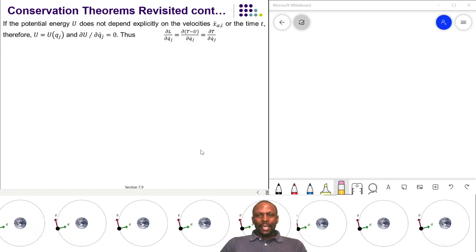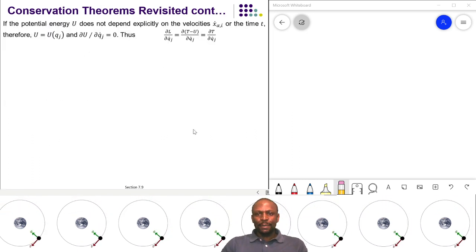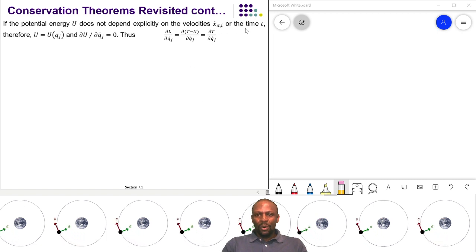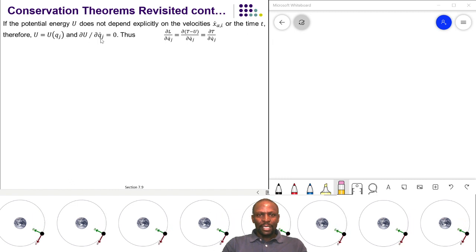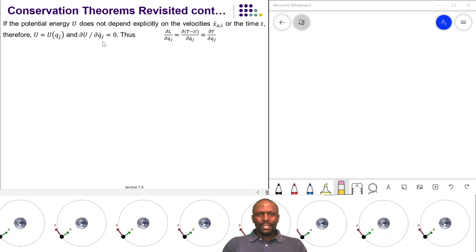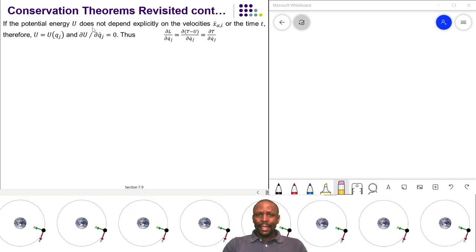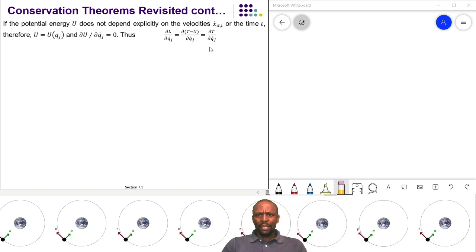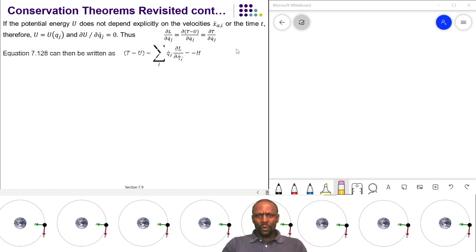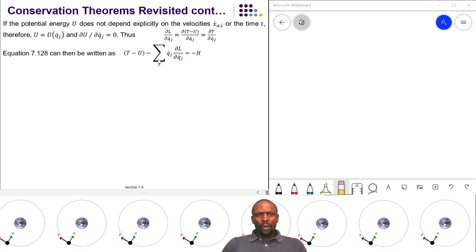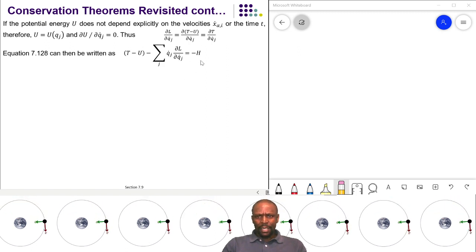And that h is nothing else but what we call the Hamiltonian. Right. Now, if the potential energy U does not depend explicitly on the velocity or the time, this is what you are going to have. And the time derivative is just zero, because the potential does not explicitly depend on time. Therefore this Lagrangian is given by this equation. Now, equation 1.28 can be written in terms of this equation here.